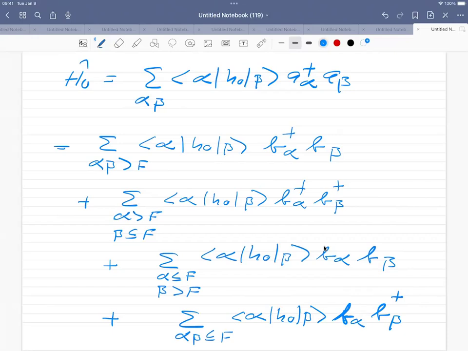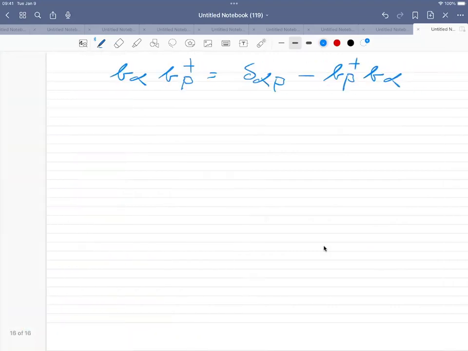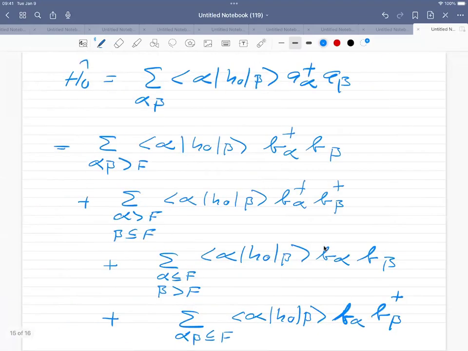And we are going to use the same trick which we had previously. So if you think of this term B alpha, B beta, we are going to rewrite this one as a delta alpha beta minus B beta dagger B alpha. So that's for the last term. Now, the two intermediate terms are two terms which we can manipulate by simply interchanging beta and alpha. So let's try to do that.